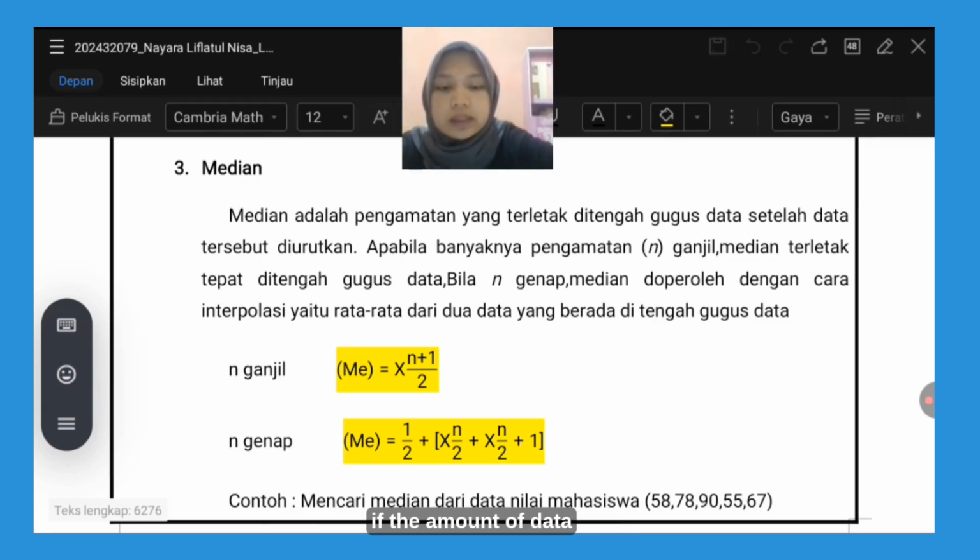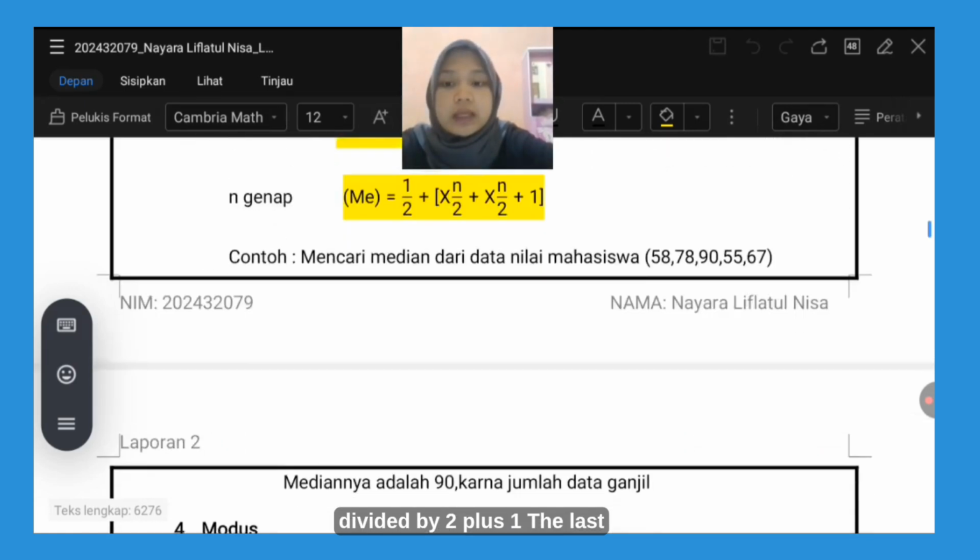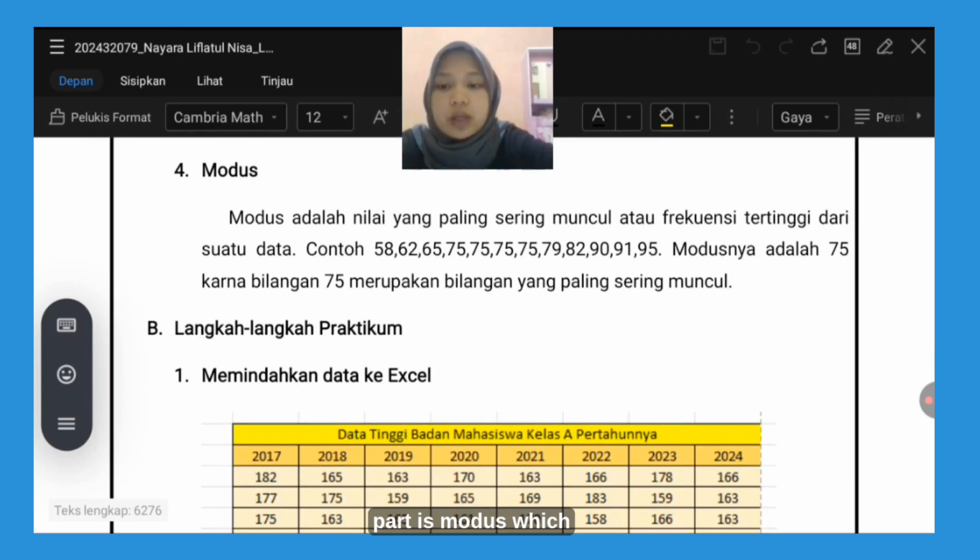There are two possibilities. If the amount of data is odd, the formula is x of (n plus 1) divided by 2, and if the amount of data is even, then the formula is half of x of n divided by 2 plus x of (n divided by 2 plus 1). The last part is modulus, which is the most frequently occurring value or the highest frequency of data.